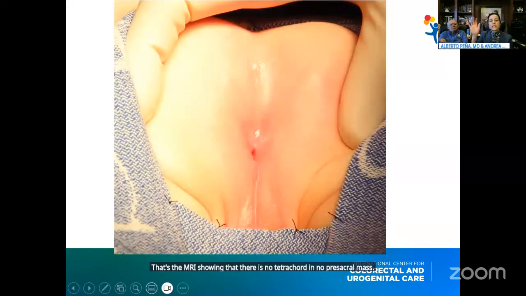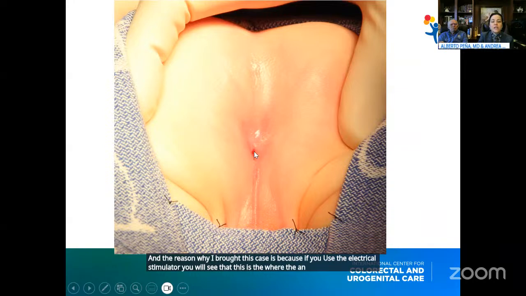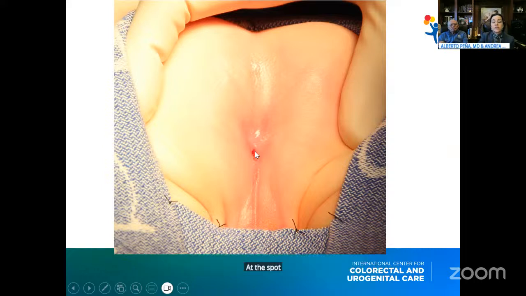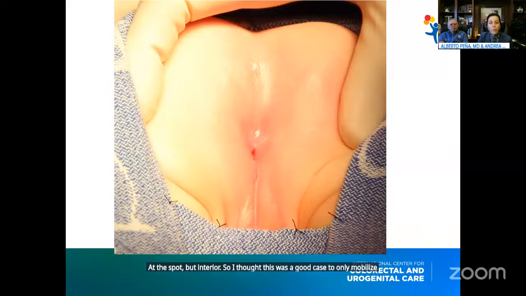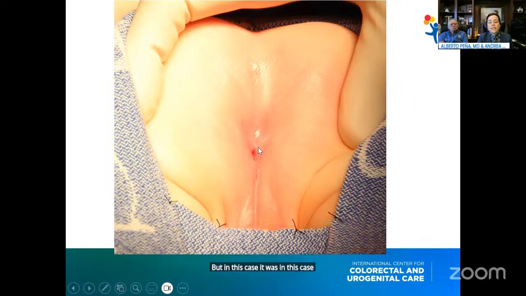So now the patient is in prone position and we are gonna do the operation. The reason why I brought this case is because if you use the electrical stimulator, you will see that this is where the anus should be located. The opening was at the spot, but anterior. So I thought this was a good case to only mobilize the posterior rectal wall. That's not in all cases of rectoperineal fistula. In many of them, they are outside the sphincter, but in this case, it was within the sphincter.